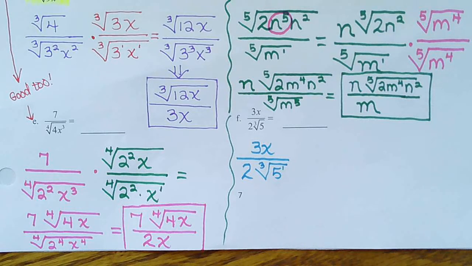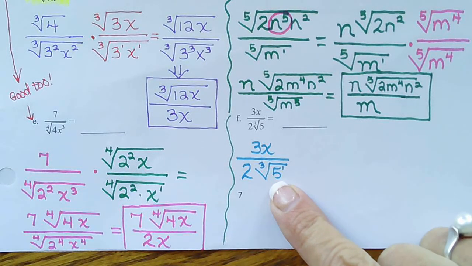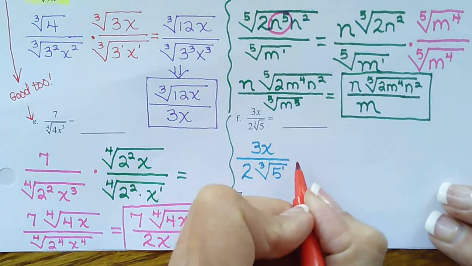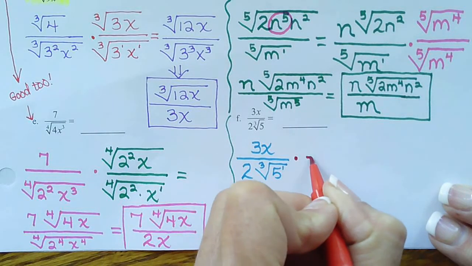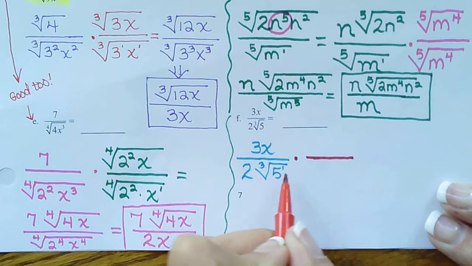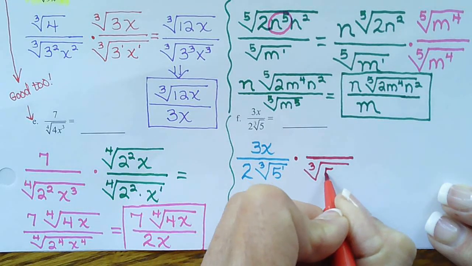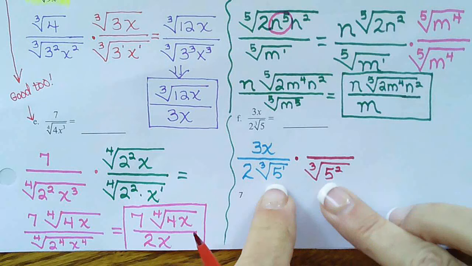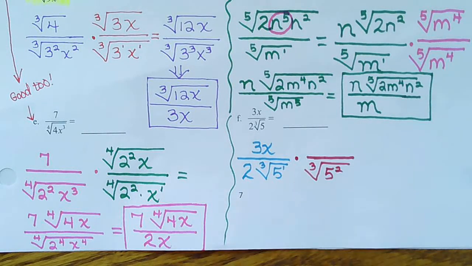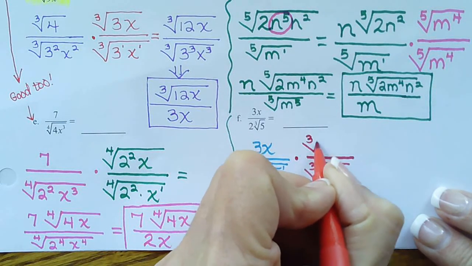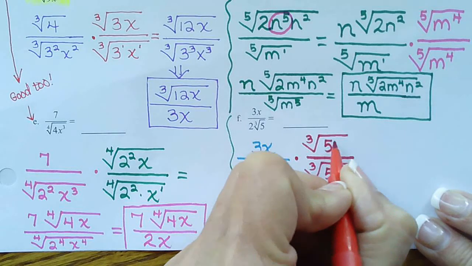In order for this 5 to come out, which is our goal, remember, rationalize the denominator means get rid of all the radicals in the denominator. We need to turn it into 3 5's. So we have 1 5. That means we need 2 more. Now we have 3 5's, which will pop out as a single 5 on the next step. But whatever you do to the denominator, do the same thing to the numerator.